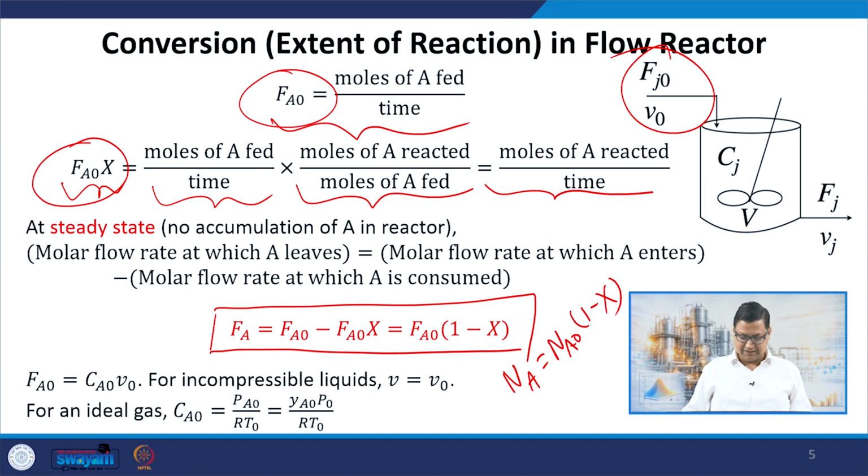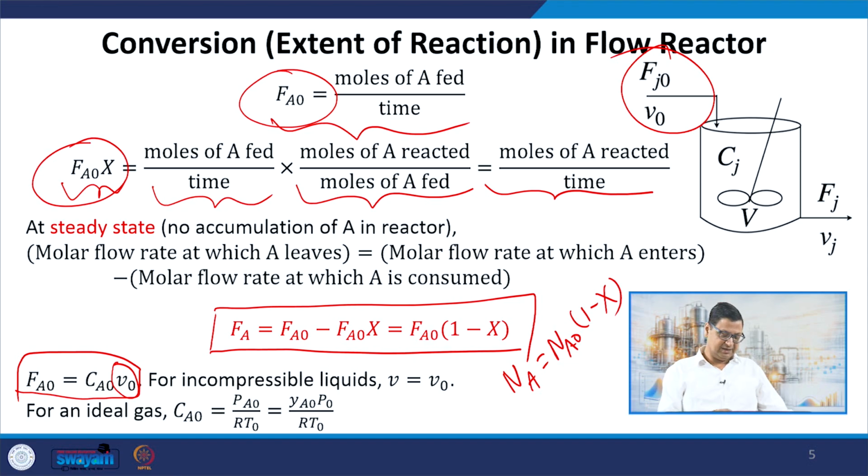The only change is that we have changed the number of moles to the moles per unit time, or the molar flow rate, right. Going further, if we want to express this in terms of concentrations, we can use the fact that Fa naught is the concentration of A at time 0, Ca naught, into the volumetric flow rate, because concentration is moles per unit volume and volumetric flow rate is volume by time. So, if I multiply the concentration with the volumetric flow rate, we get the molar flow rate. And for incompressible liquids, we can say that there is no change in the volumetric flow rate, V is equal to V naught.